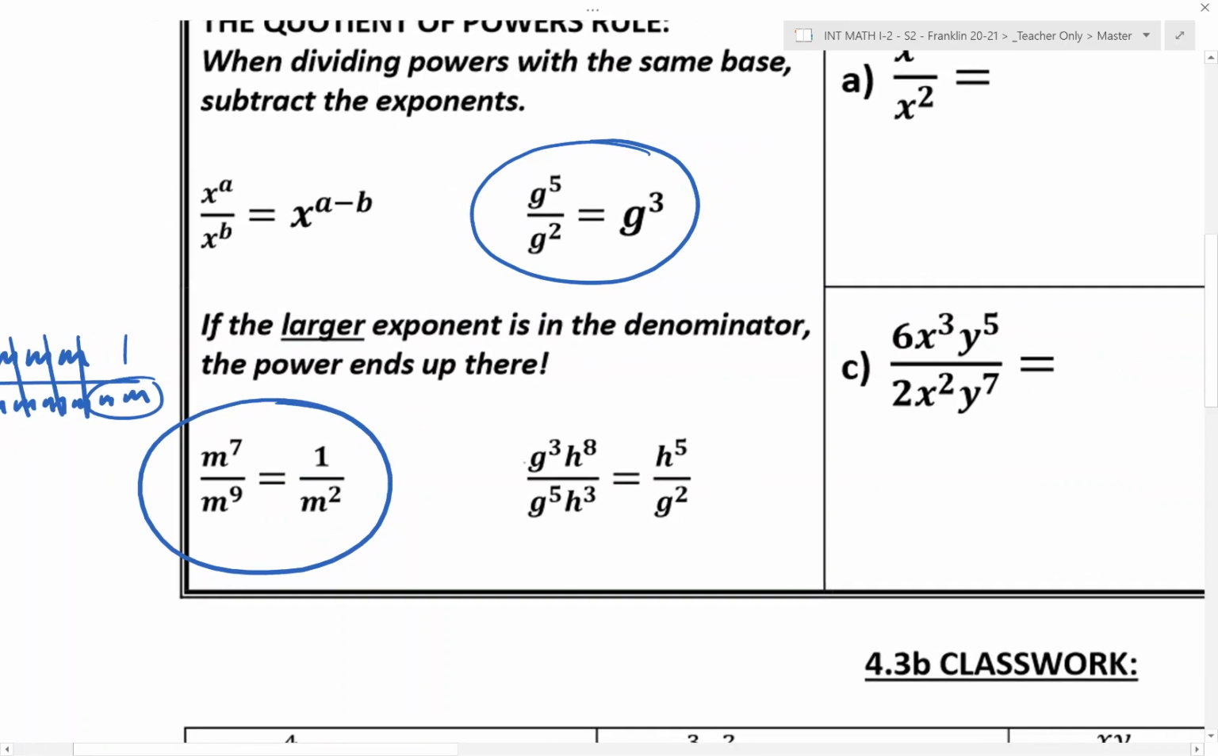Same thing happened here, right? We've got g cubed over g to the 5th. 5 minus 3 is 2, but it goes in the bottom because that's where the 5 was. And then h to the 8th over h cubed. 8 minus 3 is 5. Goes on the top because that's where the bigger number was.